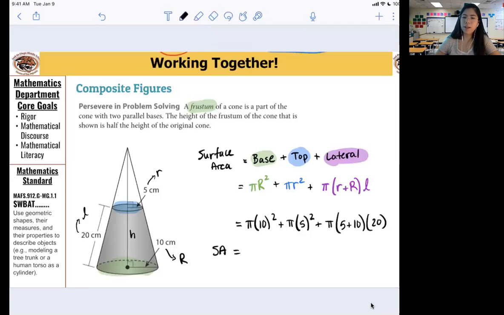All right, Perla got 425. Anyone got anything different? I'll start breaking it down. So this is 100 pi, 25 pi, and then 15 times 20, it's 300, so 300 pi. So in total, I have 425 centimeters squared.